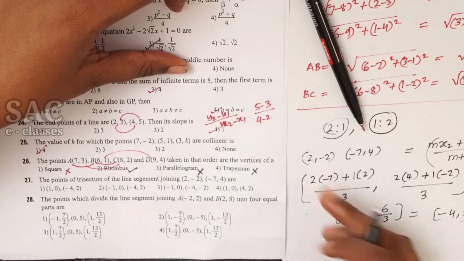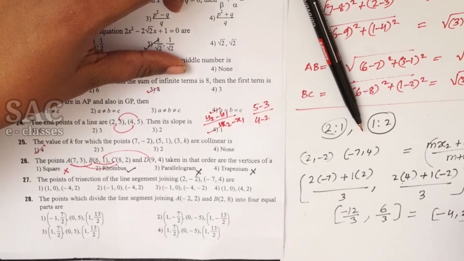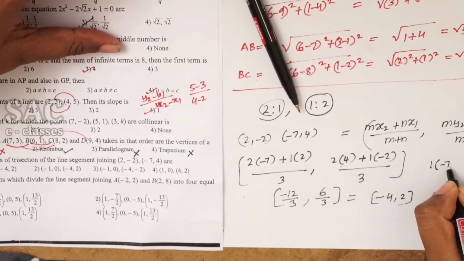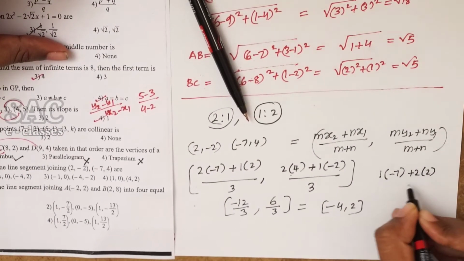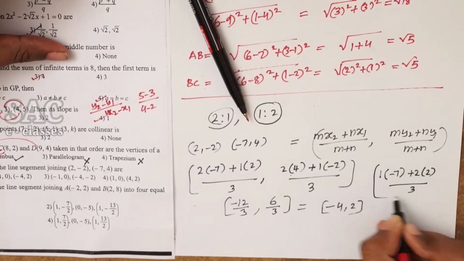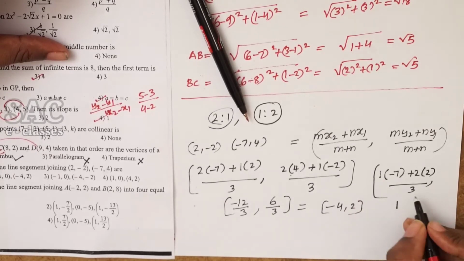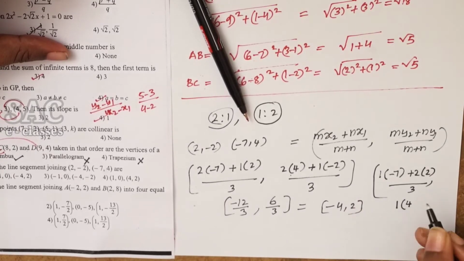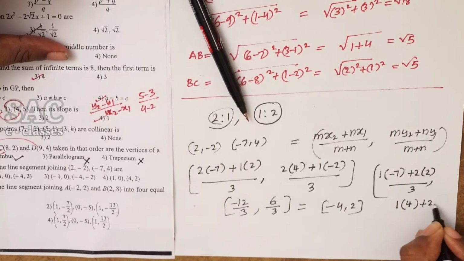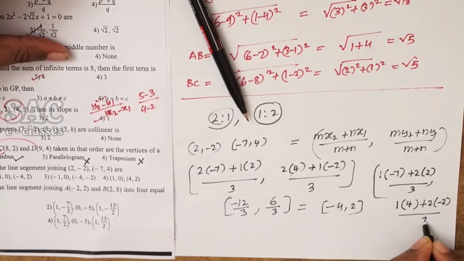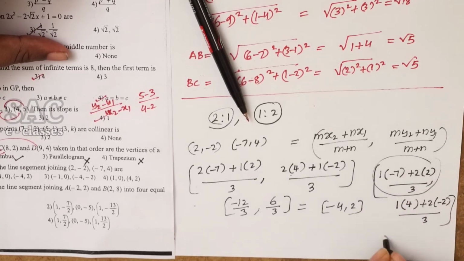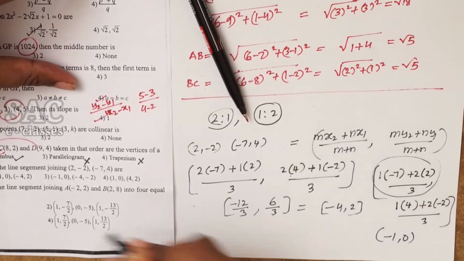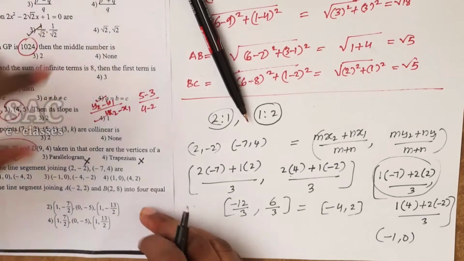1:2 ratio for the same. 1 into -7 plus 2 into 2, by 3, comma 1 into 4 plus 2 into -2, by 3. At least the x coordinate is enough: -3 by 3, which is -1, comma 0. So option 2 is correct.